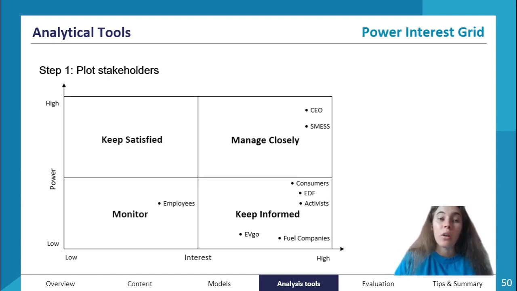Then you are plotting those stakeholders on your grid. So this is what the grid looks like with those 4 categories we just looked at. And like I mentioned, where you plot the people or the stakeholders is up to you, and it's just about being logical. So you may think that employees should be a centimeter higher and a centimeter further to the right, putting them in the border between monitor and keep informed. And that's okay. As long as you have a justification for that, that is perfectly fine.